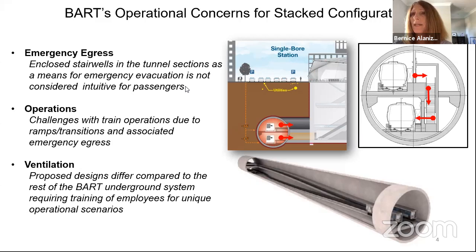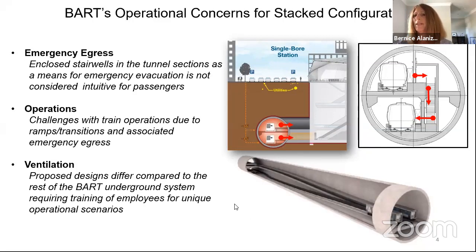BART had previously raised operational concerns for the stacked configuration. There were three main operational concerns, the first being related to emergency egress. Their concerns were related to enclosed stairwells, and during an emergency situation, especially for passengers on upper decks, that they may have to go down a level of stairs to actually then go back up. They felt that that was counterintuitive to what one might naturally be inclined to do during an emergency. If you knew you needed to go up, you might want to be looking for a stairwell going up and you need to go down.